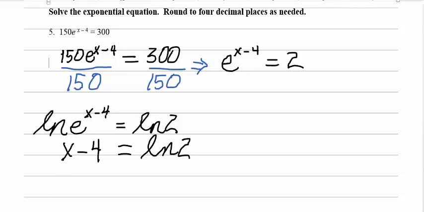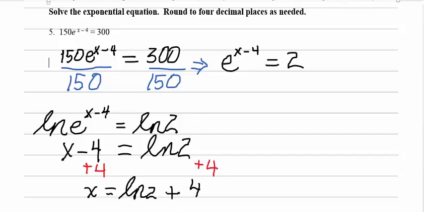So to solve for x, I simply need to add 4 to both sides of this equation. So I'm going to add 4 on the left, and I'm going to add 4 on the right. So I now have that x is the natural log of 2. Whatever that number is, I then add 4 to it. And I'm asked to round this to 4 decimal places. So I put natural log of 2 into my calculator.